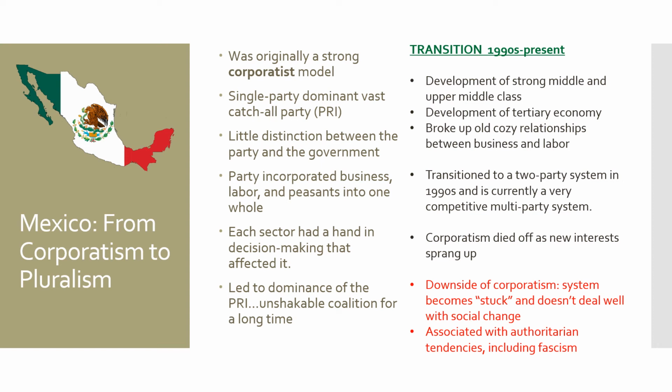The growth of that leads to the development of the PAN party, which was the original rival to the PRI. In the 1990s and early 2000s, Mexico becomes a competitive multi-party, two-party system, really. And today, from the early 2000s till now, Mexico has become rather rapidly a competitive multi-party system. So corporatism died off as new interests sprang up in the society that weren't part of the old system.